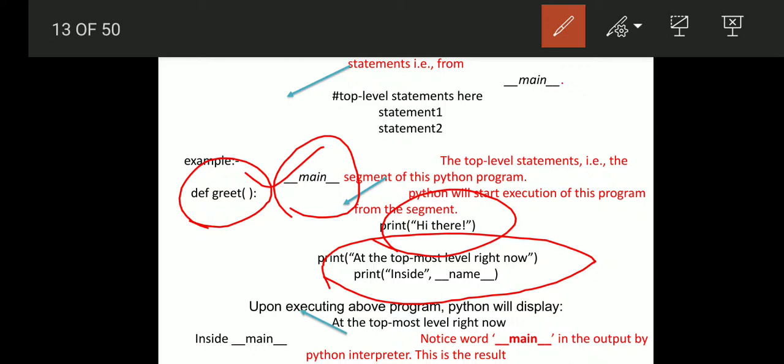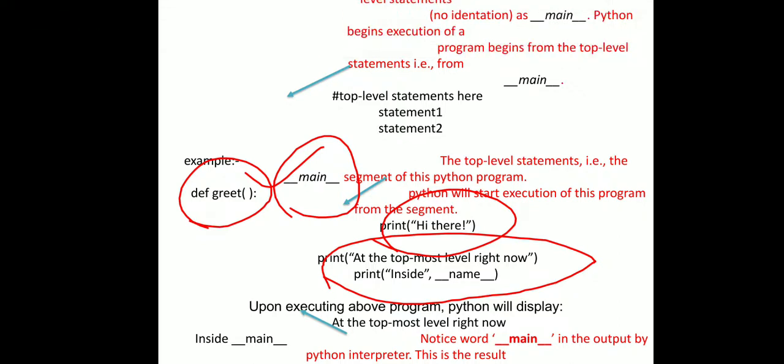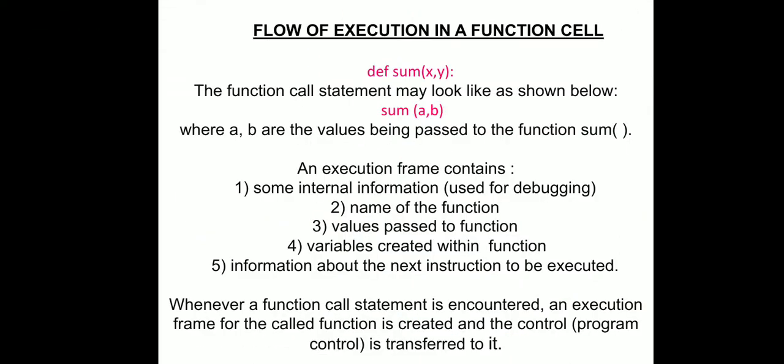Then outside this we will write here, so see, the top level statements of the Python program will start the execution of the program from the segment. मतलब top level से ही आपका program start होता है basically. So now in the next slide you can see the flow of execution in a function call. A function call statement may look like this. You know how to call a function, sum a comma b you can write.